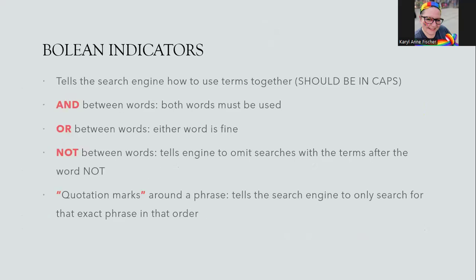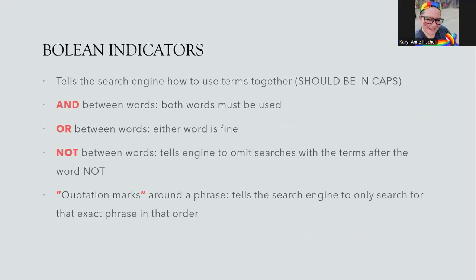Other thing you're going to find really familiar are Boolean indicators. They're going to be really helpful. These are words and they need all the words need to be in caps. So AND between words means that both words must be used. So if I'm looking at Steven Universe, I may look Steven AND Universe. And if I put AND between those words, then all of my searches are going to come up with something that has both words in the title or in the search results. It may not be the exact order that I'm looking for, and that's what we'll talk about in a minute when quotation marks come into play.